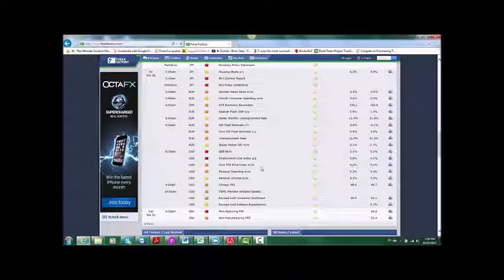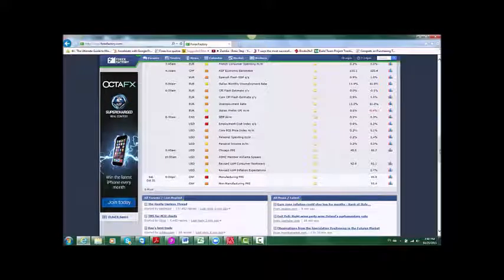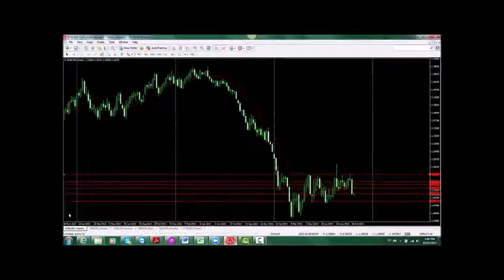We have the employment cost index for the US dollar. Other than that, we have the Chicago PMI number and the revised consumer sentiment number, not as important as some of these other numbers. So the highlight of the week will certainly be the FOMC statement and some of the GDP numbers coming out. Let's take a look at the technicals now.